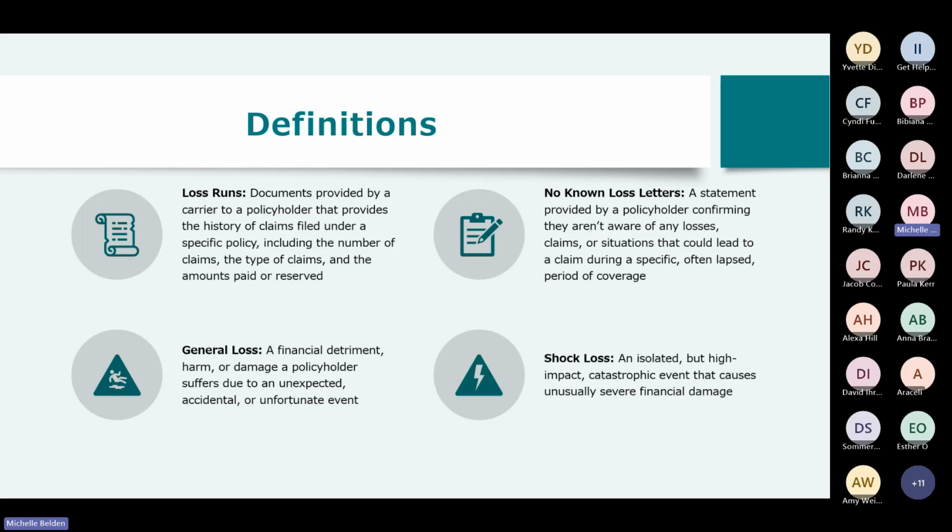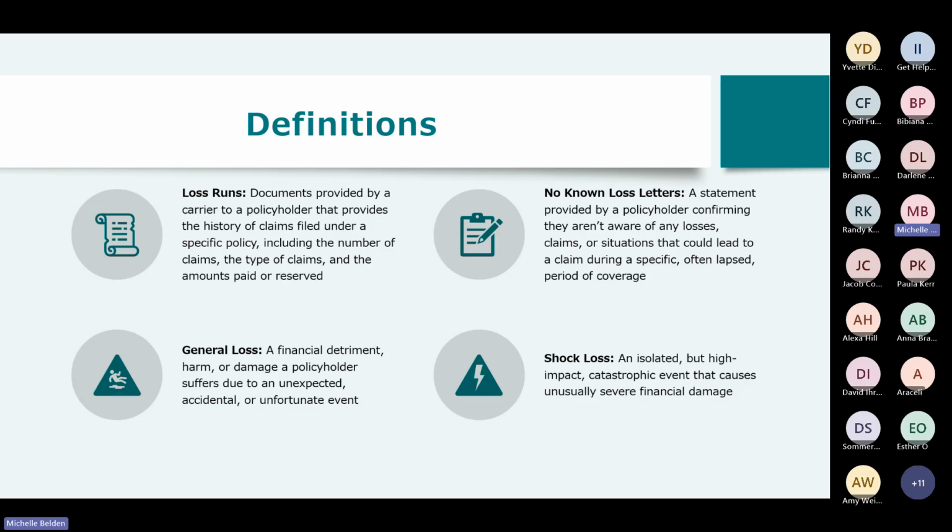And then just some general information about types of losses. Your general loss, your run-of-the-mill everyday type of losses: slip and falls, a vehicle potentially crashing into a building, water damage because of a leaking pipe. Just an unfortunate event that happens. It's not expected, obviously. And then you've got your shock losses. Generally, it's a catastrophic event.